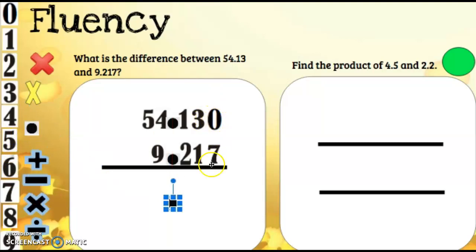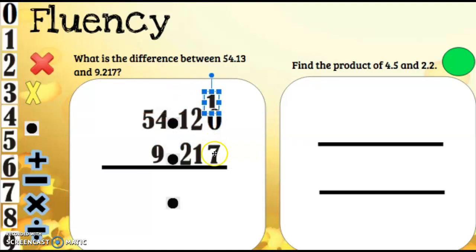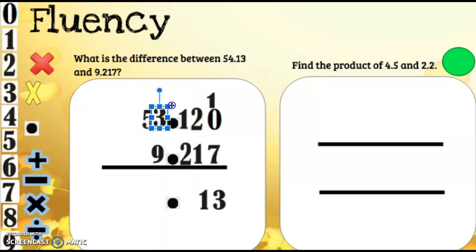So I have 0 minus 7. I know I can't do that, so that 3 is going to become a 2, and that 0 becomes a 10. So now 10 minus 7 is 3. 2 minus 1 is 1. 1 minus 2 I can't do, so that 4 becomes a 3. And that 1 becomes an 11. So now we have to do 11 minus 2, and that's 9.